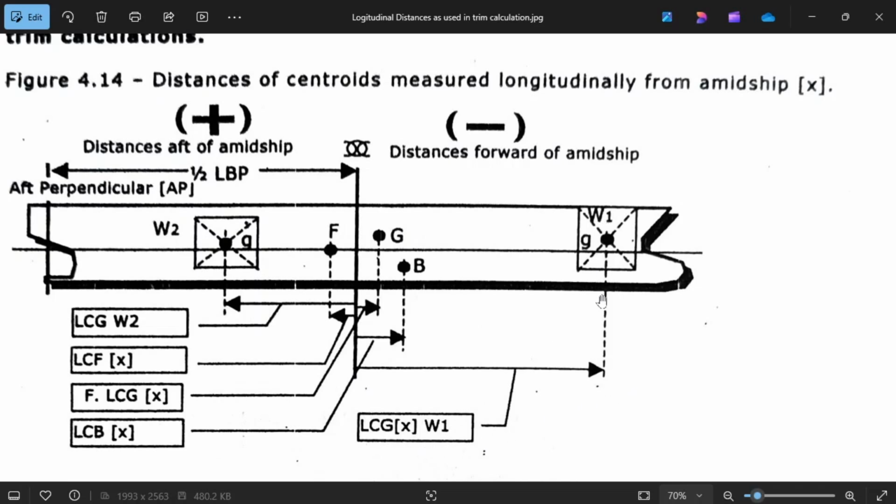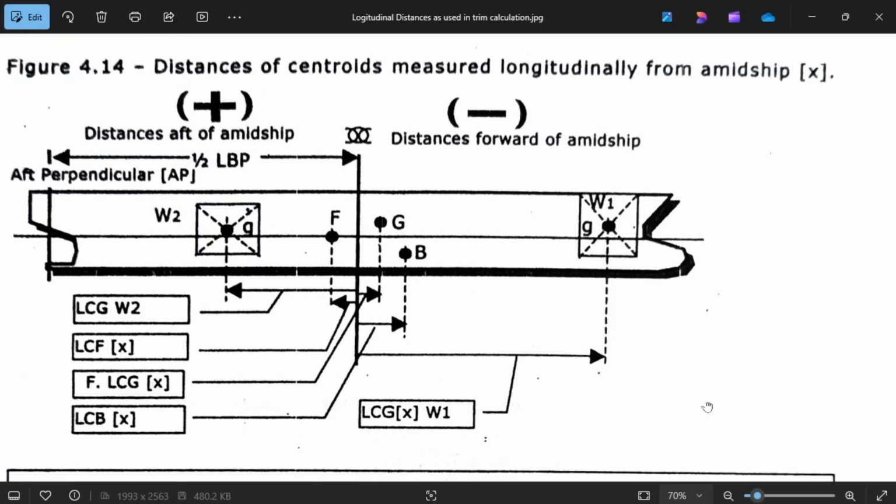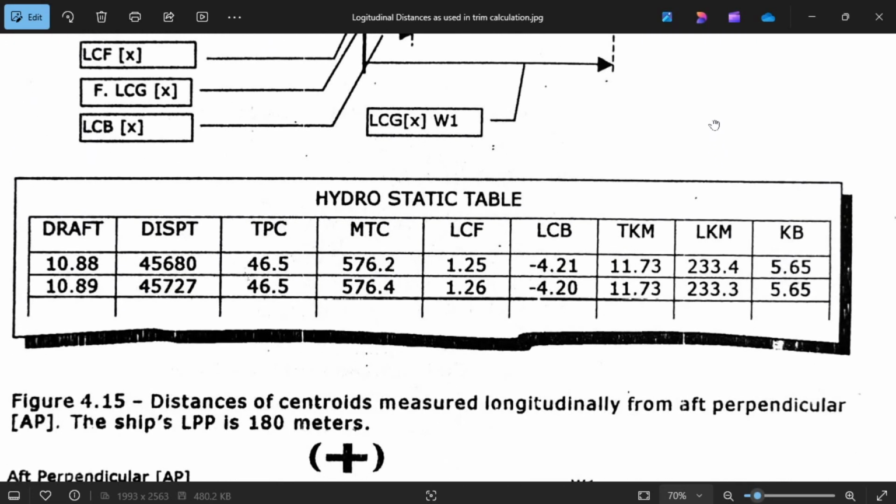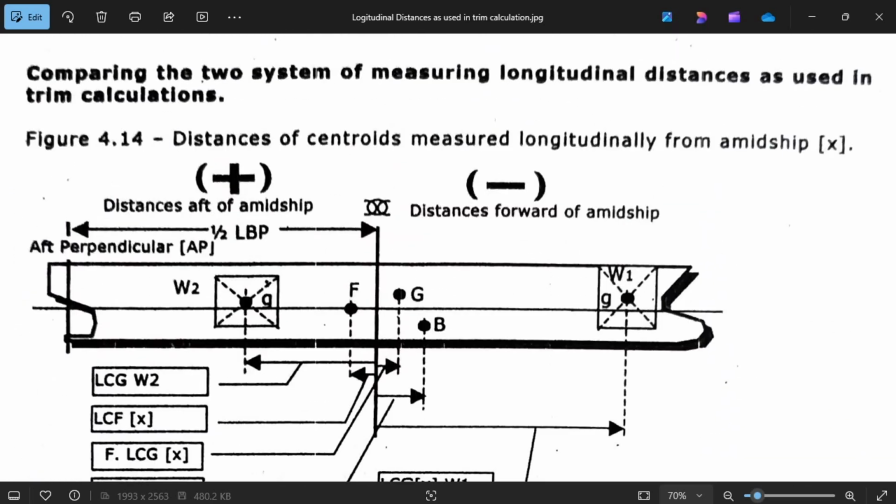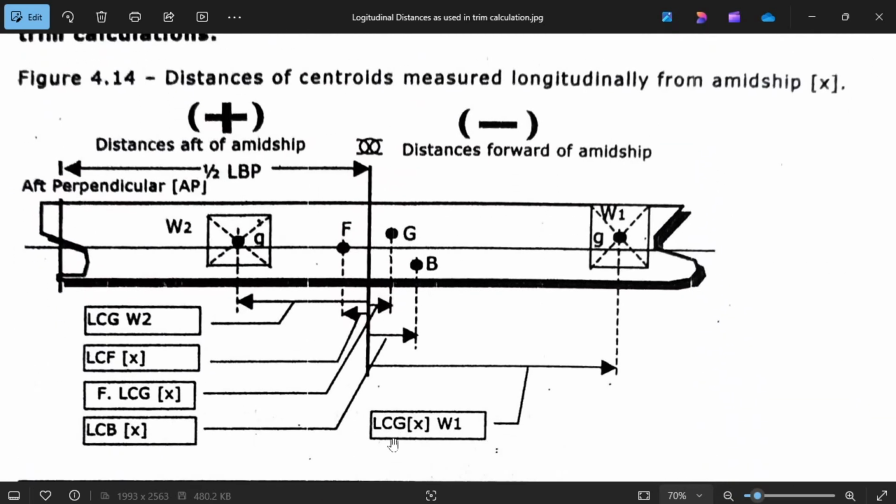For the example, this line from midship going forward is what you call the LCG of weight number 1. So from weight number 1 at the center, measured from midship going forward, that will be your LCG of weight number 1. It should be negative, so this is negative LCG.